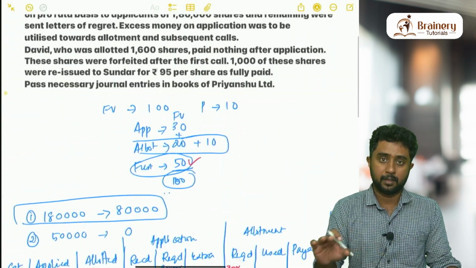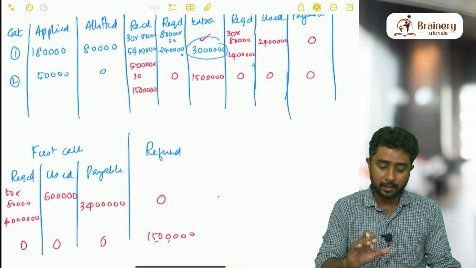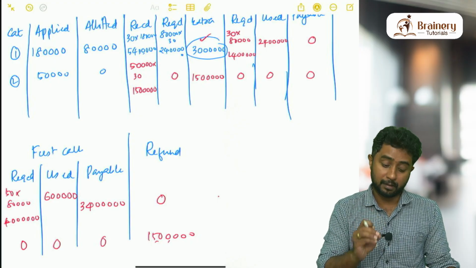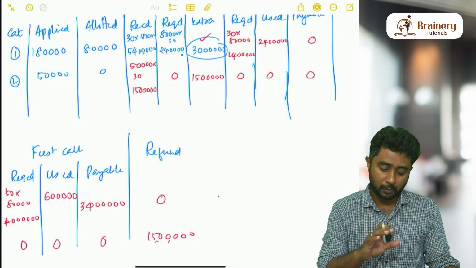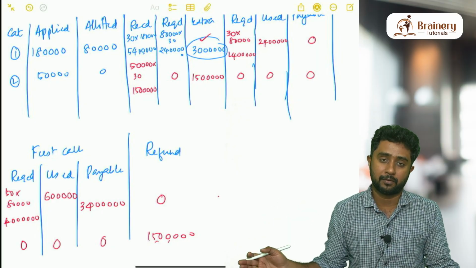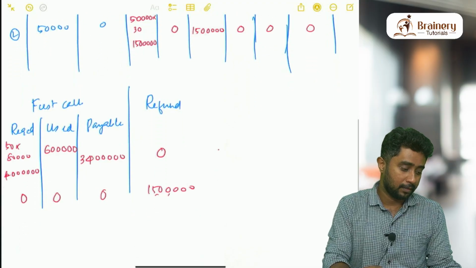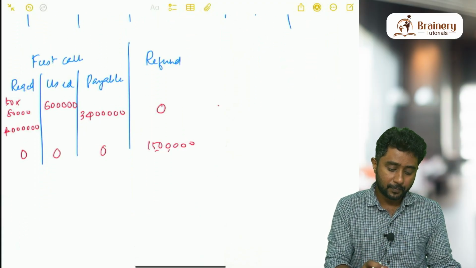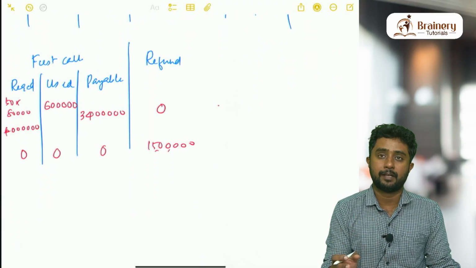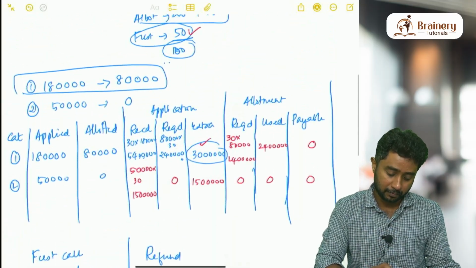So this much is the table that will make your concept clear when it comes to this kind of questions. Hope you understood the concept. So for the first category, how much they have paid extra, how much we are using for allotment, and how much we are using for first call. Now for the second category also, how much they have paid, how much we need from them, and how much we are refunding. That is also mentioned here.